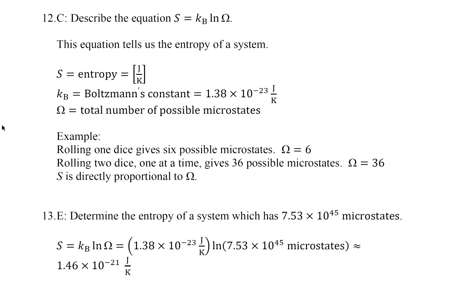Question 12. Describe the equation S equals K sub B ln omega. This equation tells us the entropy of a system. So S is entropy, disorder. K sub B is a constant, Boltzmann's constant, and omega is equal to the total number of possible microstates. So here are some examples. Rolling one dice gives 6 possible microstates. Rolling 2 dice, one at a time, gives 36 possible microstates. And S is directly proportional to omega. So as omega increases, S increases.